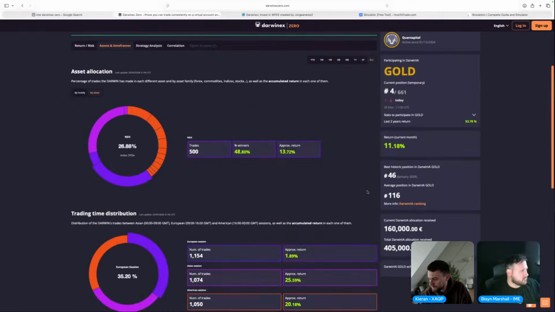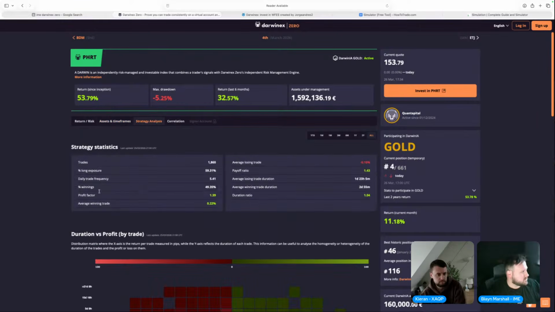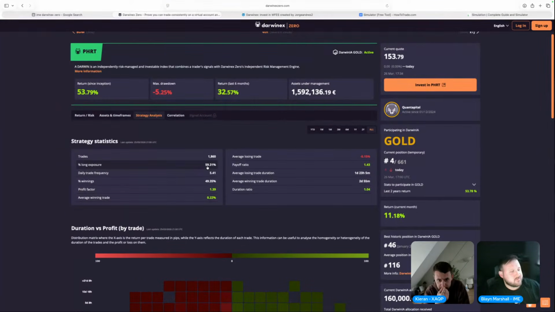Everything's looking good overall. Looking at strategy analysis, yeah, good. That's a good mixture. Just 60% long exposure is not bad, especially since you're trading Nasdaq and gold, which is pretty impressive. Good win rate.